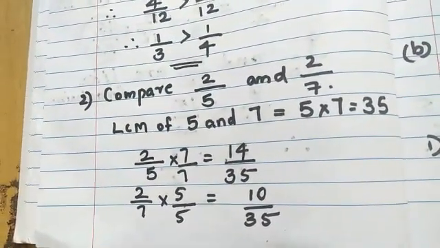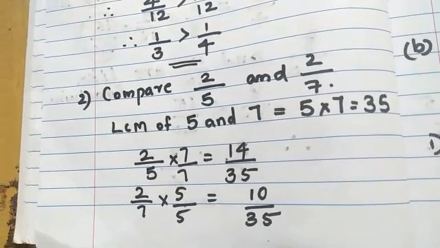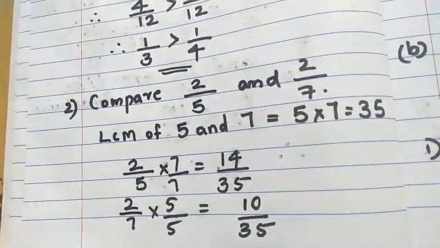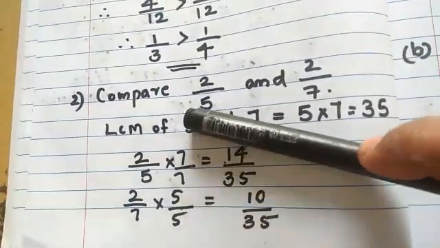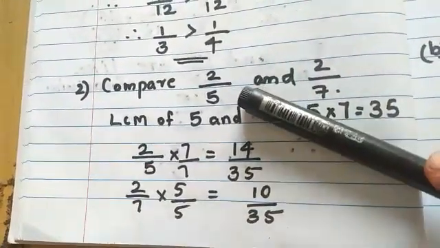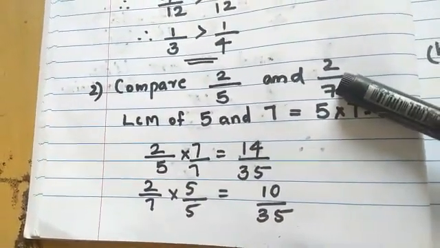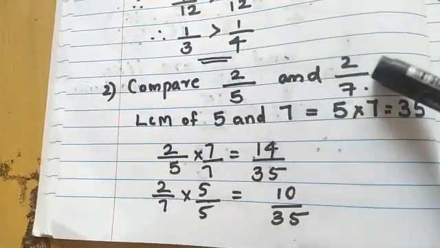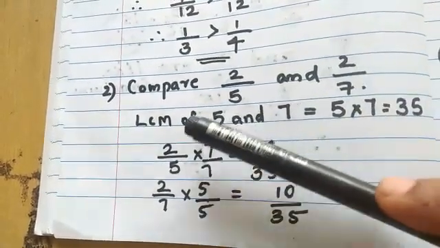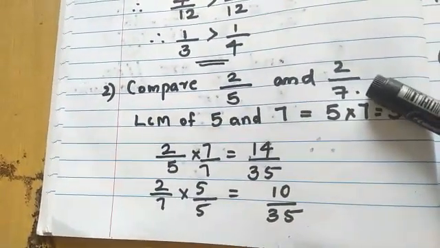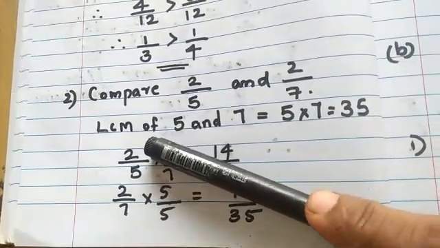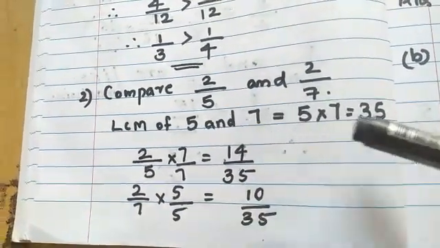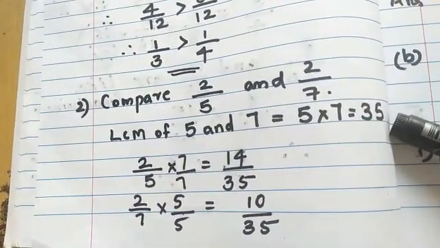Children, if any method is not mentioned, you can use the LCM method normally, because in the higher class we will use the LCM method. One more question we can do here. Compare 2 by 5 and 2 by 7. Observe these two fractions. You can see here the numerators are same, but denominators are different. So we can use the LCM method. LCM of 5 and 7 is 5 into 7, 35.